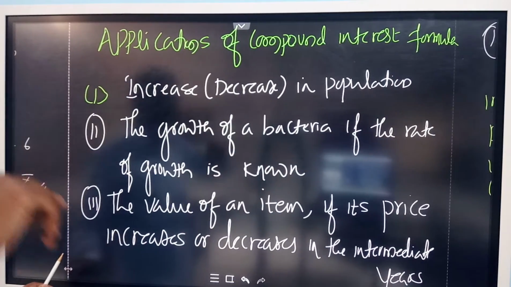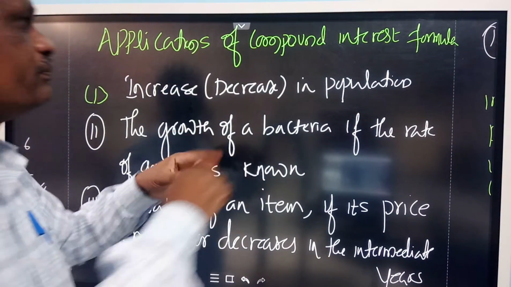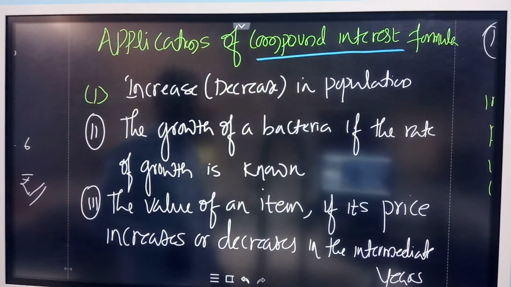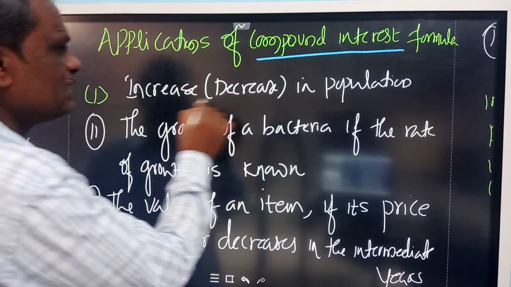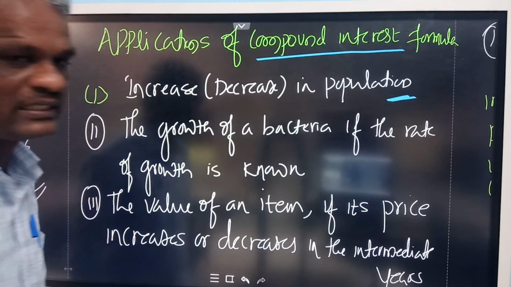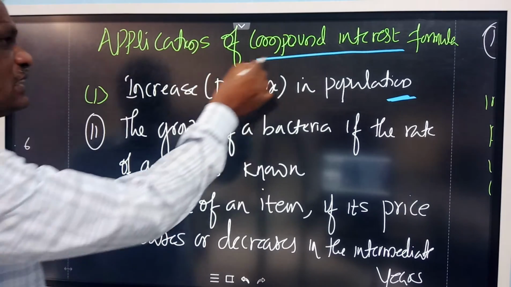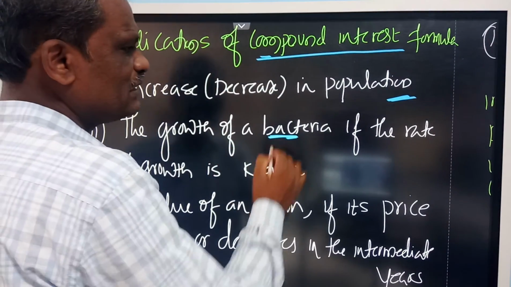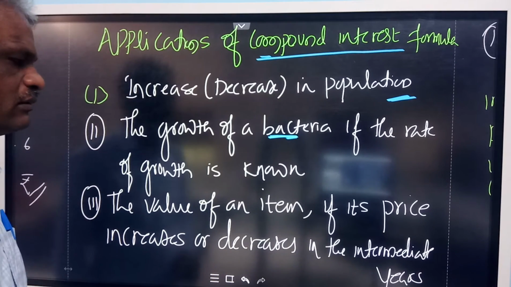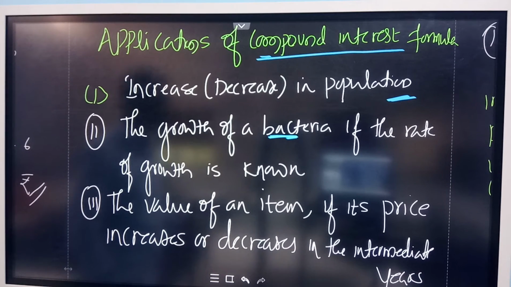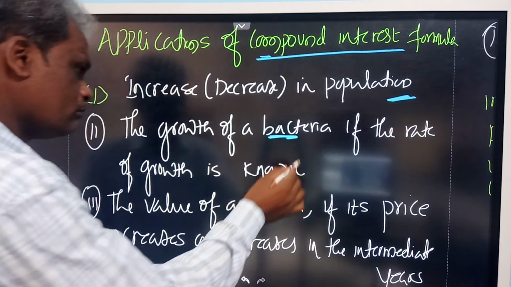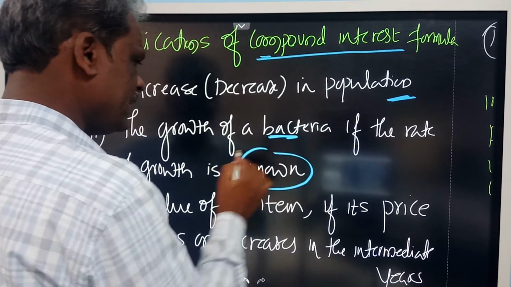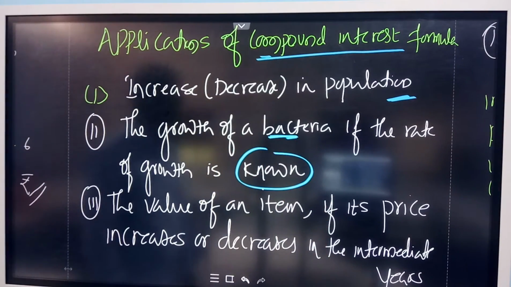We'll see some of the applications of this compound interest formula. We use this in our daily life to find the increase or decrease in population. While calculating the increase or decrease in population, we use this compound interest formula. Another area is the growth of bacteria. If the rate of growth is known, you can calculate the bacteria growth.